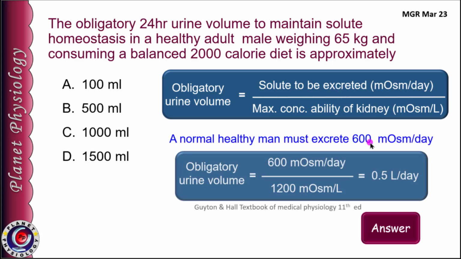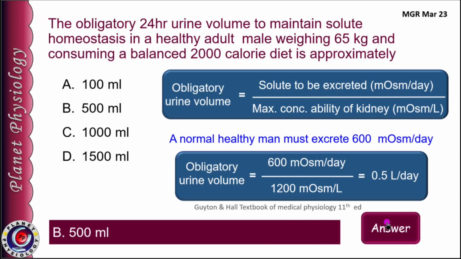A normal healthy person on a balanced diet needs to excrete 600 milliosmoles per day of solutes, and the maximum concentrating ability of the human kidney is 1200 milliosmoles per liter. Hence, the obligatory urine volume becomes 500 ml per day.